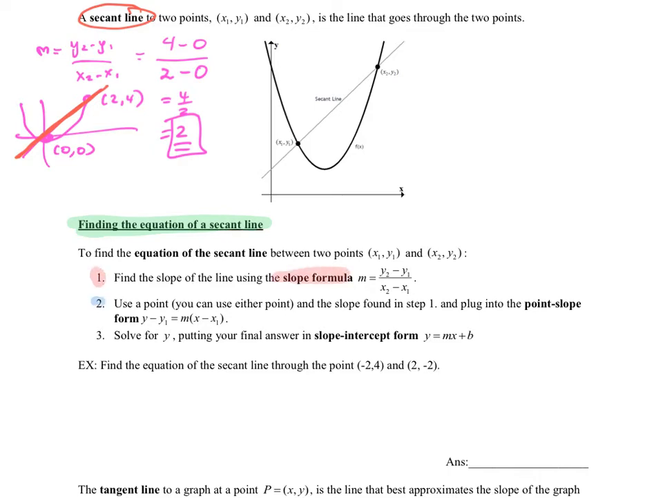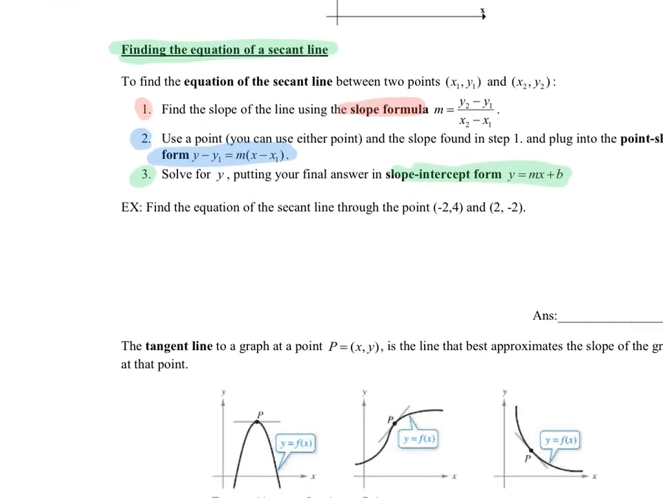Second, you're going to plug it into point-slope form, which is y minus y1 equals m times x minus x1. Yes, you need that memorized. And then the third thing you're going to do is put the answer into slope-intercept form, which is y equals mx plus b. So let's see an example of going through those 3 steps.